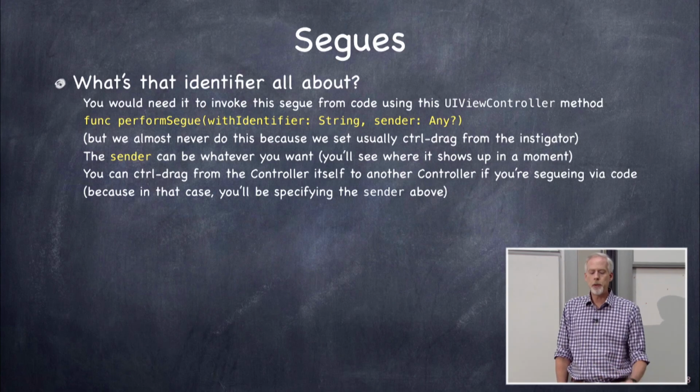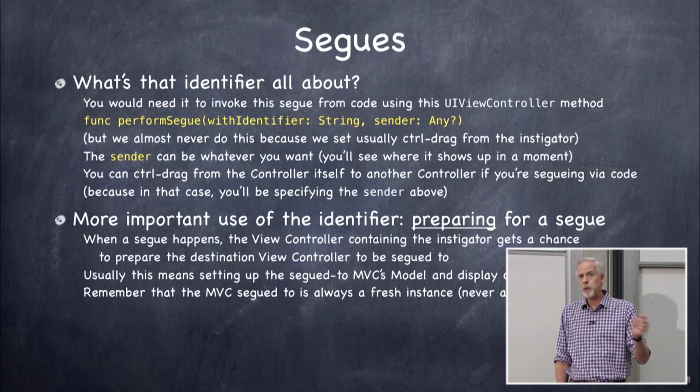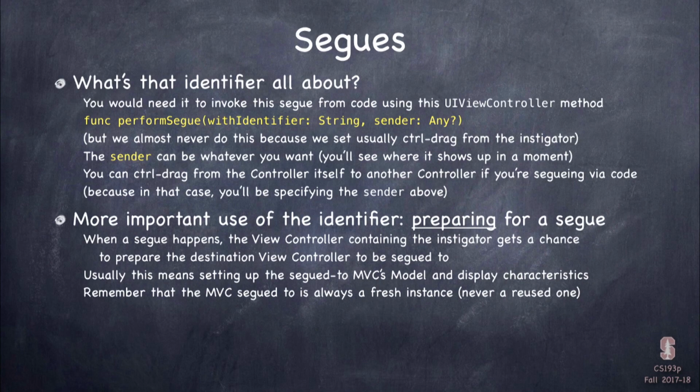We don't usually do it that often, because the real way we do it is just the control dragging, and that's going to automatically segue from that button, so we don't need to do it from code. But the most important use of identifier is to prepare the MVC that you're segueing to. Think about the calculator example. I press graph, and it's going to show me a graph, presumably a graph of what's in my calculator. Well, I have to somehow let that new graphing MVC know what equation to graph. We call that preparing that MVC to do its job. And segues always create a new MVC, so they always have to be prepared to do what they do.